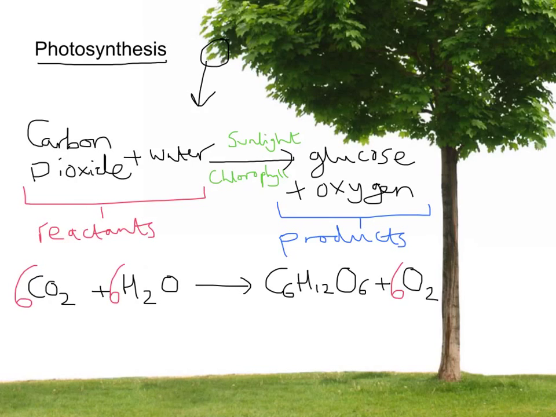Carbon dioxide will diffuse into the leaf on the underside through what are called stomata. They're little holes on the underside of the leaf. So carbon dioxide will get into the plant through these stomata. Water will get in via the roots, or more specifically what are called root hair cells.